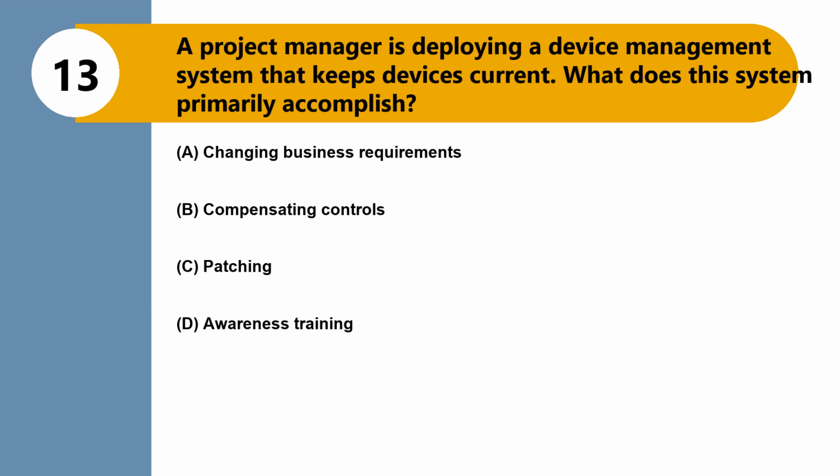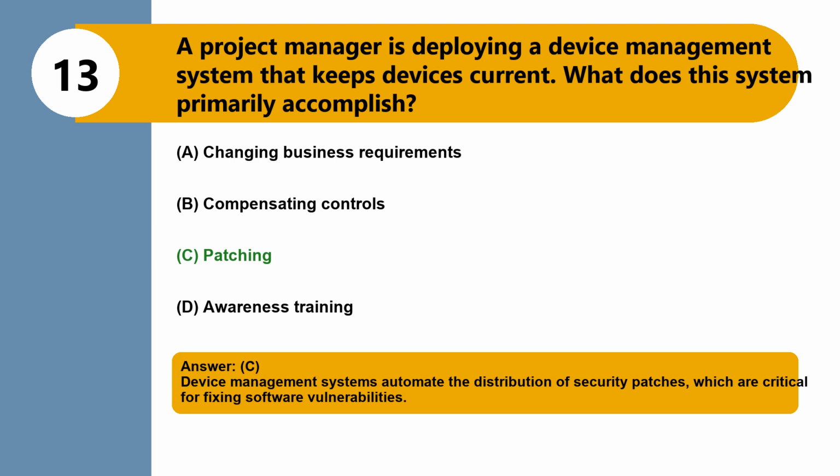Question 13. A project manager is deploying a device management system that keeps devices current. What does this system primarily accomplish? Option A. Changing business requirements. Option B. Compensating controls. Option C. Patching. Option D. Awareness training. The correct answer is option C, patching. Device management systems automate the distribution of security patches, which are critical for fixing software vulnerabilities.